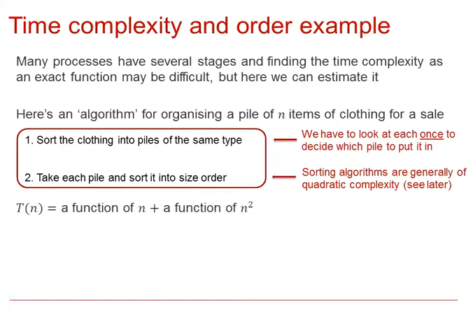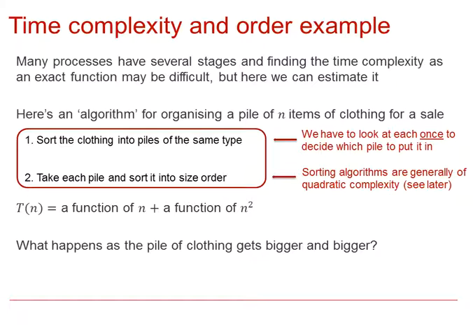Therefore, it is likely that the time complexity function is a function of n plus a function of n squared. But as the pile of clothing gets bigger and bigger, that n squared term will dominate. And therefore, we would say that the time complexity has quadratic order, or order of n squared.